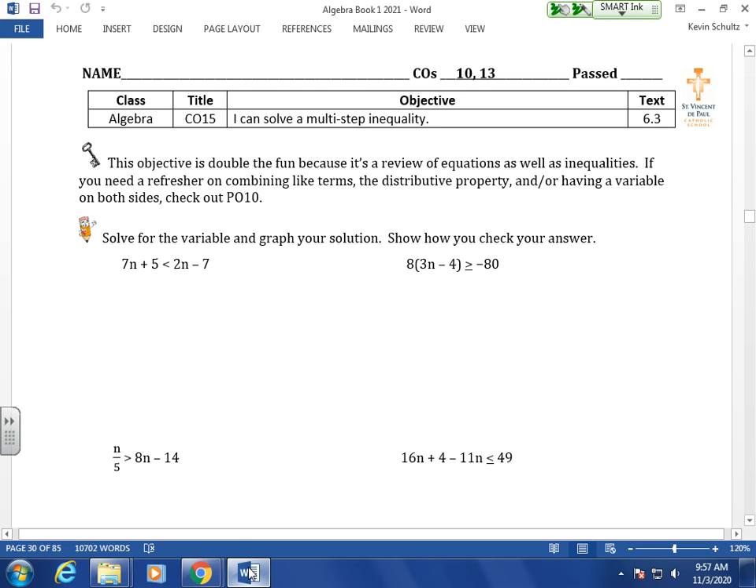Hello and good day. In Algebra, we'll be going over the answers to CO15, solving a multi-step inequality, and then hopefully, maybe get to CO16 by the end, but we'll see what happens. So your job for homework was to finish the two on this first section that we did not do together.